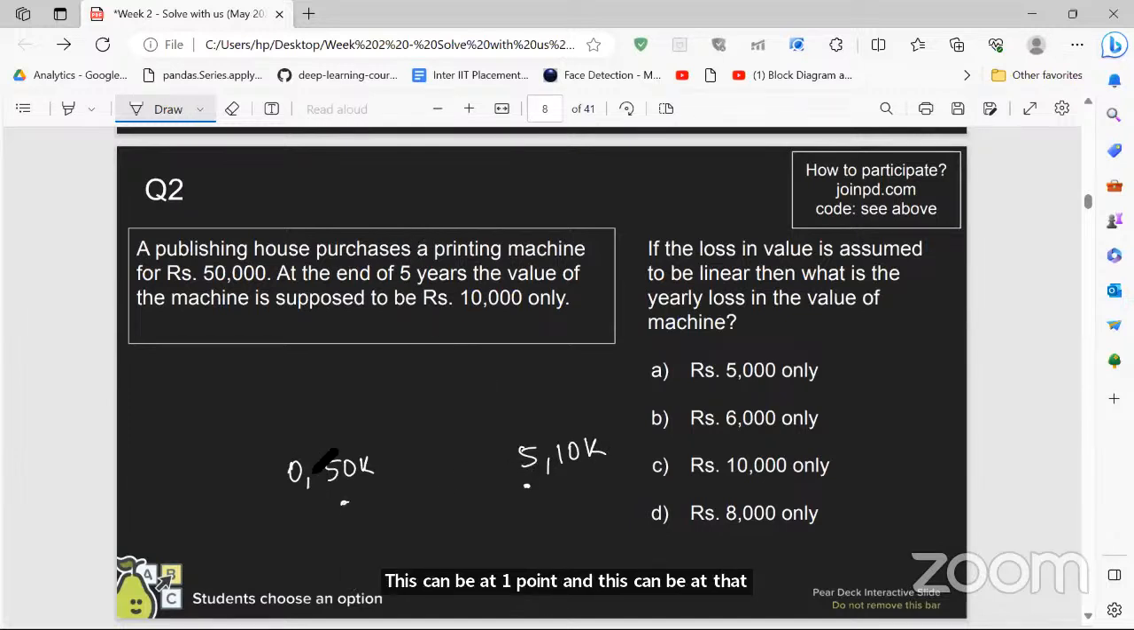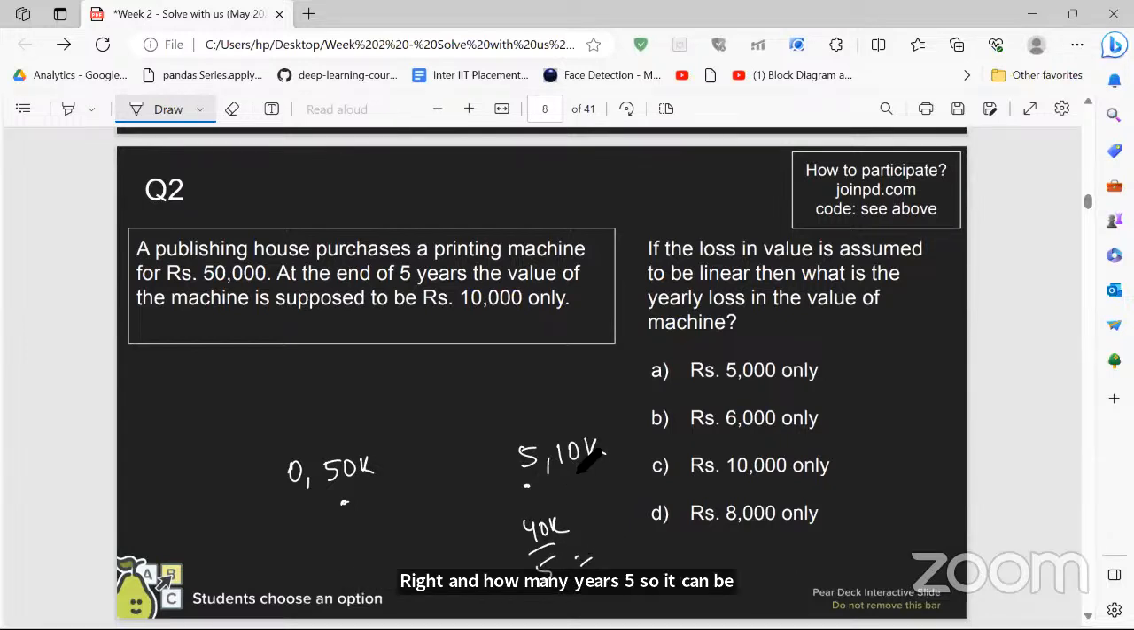Applying the slope formula: day 0, today I bought it for 50,000. After 5 years, the rate is 10,000. What's the depreciation for this printing machine, or what's the price that we are losing per year? After using it, we are losing some money, right? From 50,000 it went to 10,000. So how much loss have you suffered? 40K, right? And how many years? 5. So it can be 8,000.